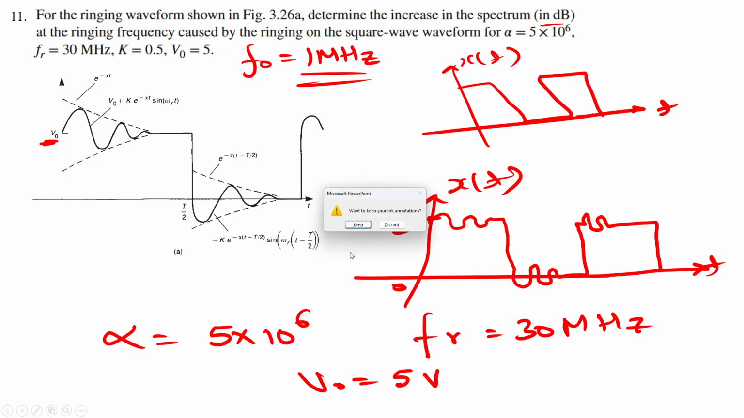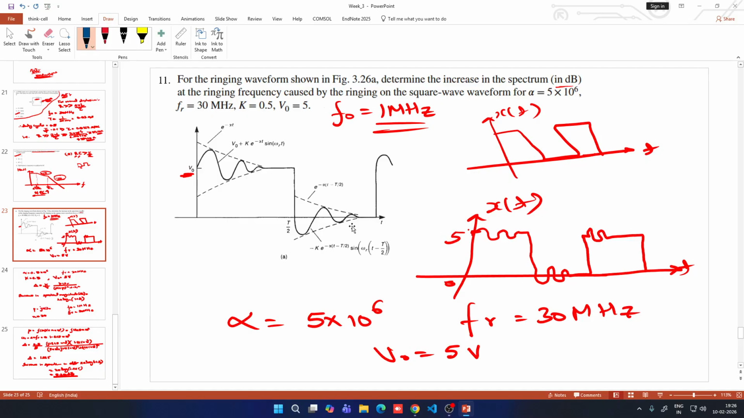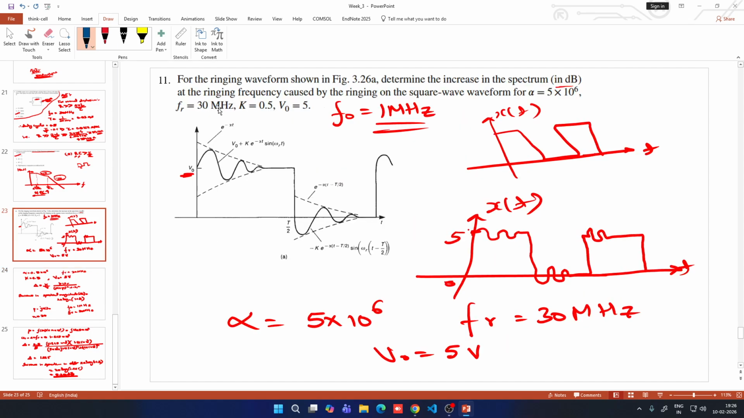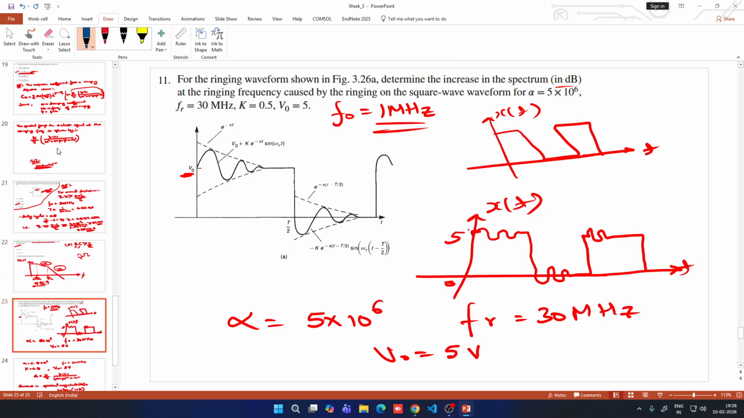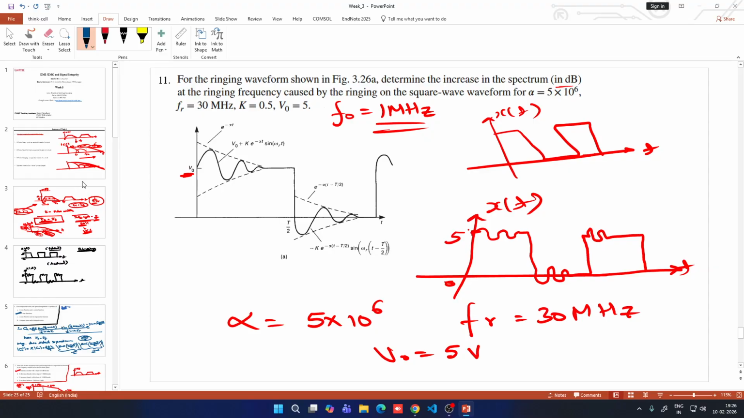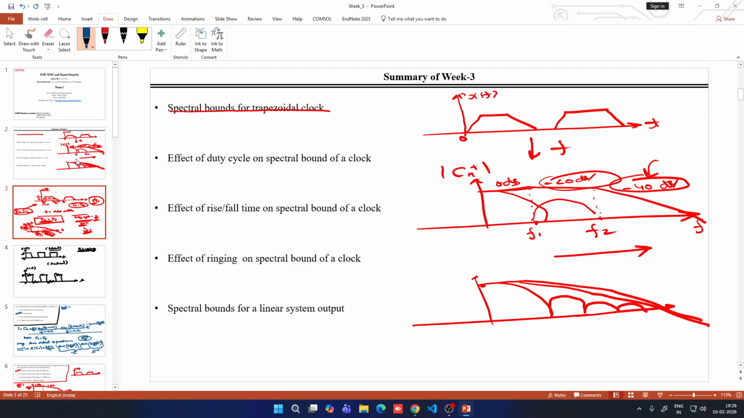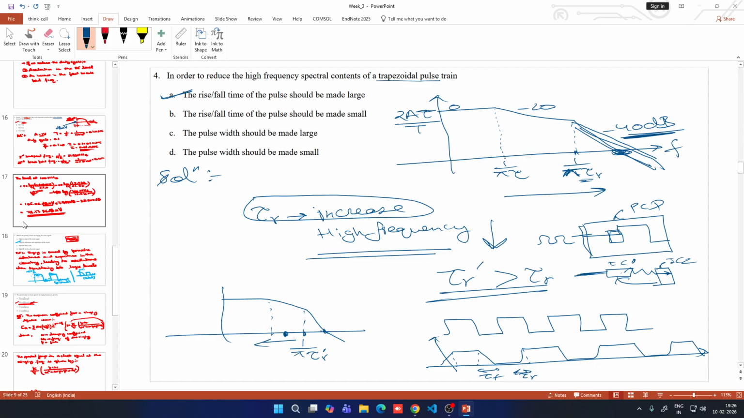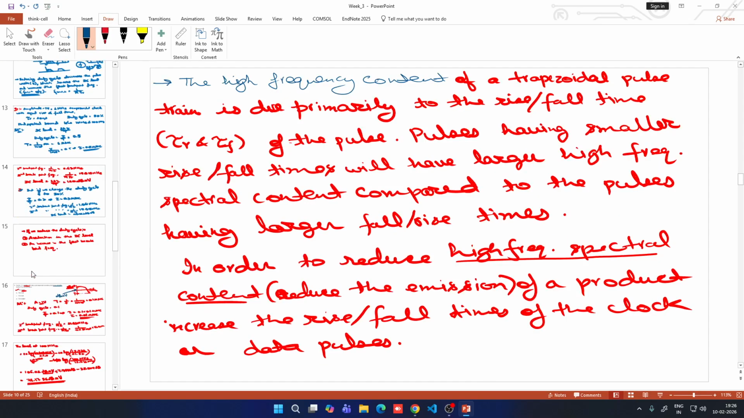If you have any doubt in this, please let me know. This question 11 is from the textbook. It's an exercise problem from chapter number 3. Whatever has been taught in the week 3 lectures, you can read in chapter 3 of the textbook, and you can try to solve some problems also. There are a few exercise problems and a few example problems in chapter 3. You can try to solve them.